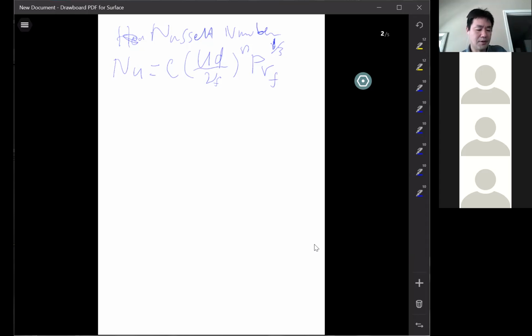Okay, so let's see. It tells you the C and the N for different Reynolds numbers. These are the two coefficients for different Reynolds numbers. The Reynolds number range starts from 0.4. Did you see that? Do you see the table I posted?